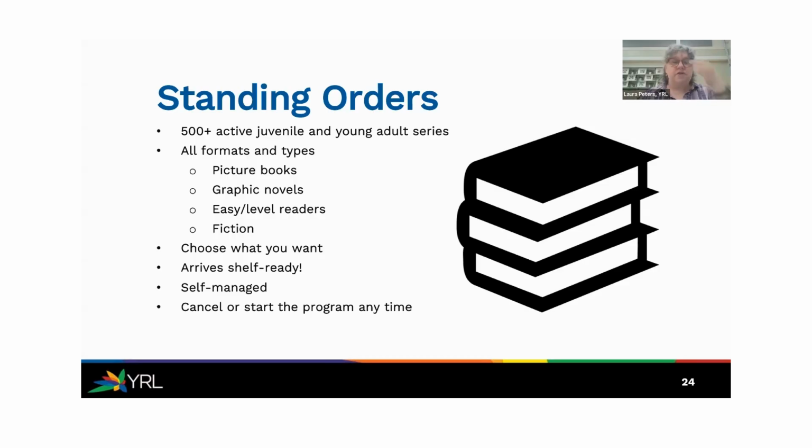And this applies to a bunch of different groups of books that you can choose as a standing order. So there's different picture book options to choose from. There's all kinds of different graphic novel series, easy and level readers, like the I Can Read, level 1, 2, 3, 4, etc., as well as others. And there's also different fiction, not only for kids, but also for tweens and teens. So you basically choose what you want. As soon as it is available from our vendor, they send it to us, we process it, and then we send it to you with the MARC records. So it's shelf ready. All you have to do is just check it in.